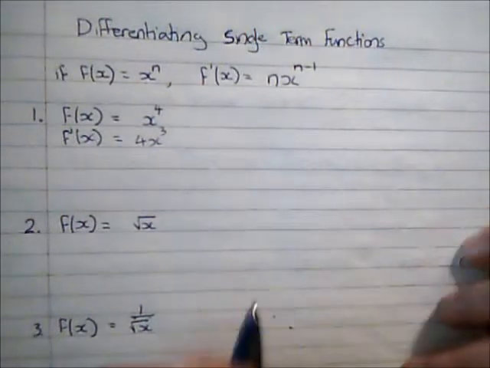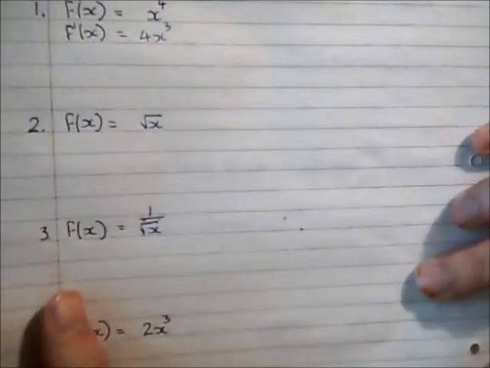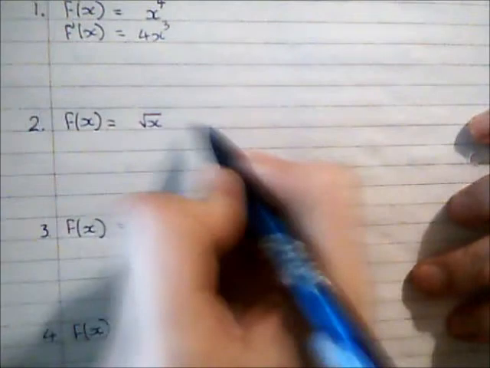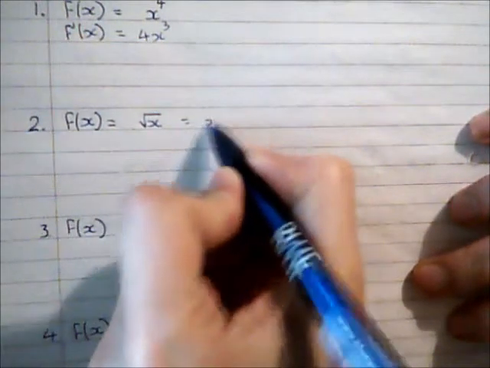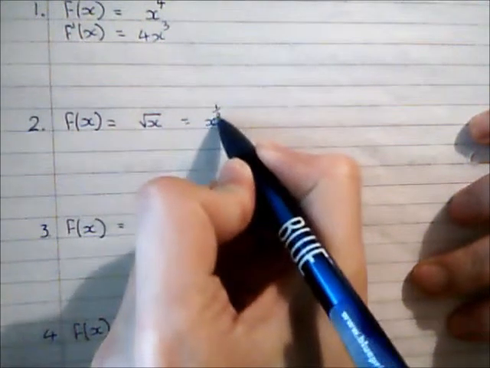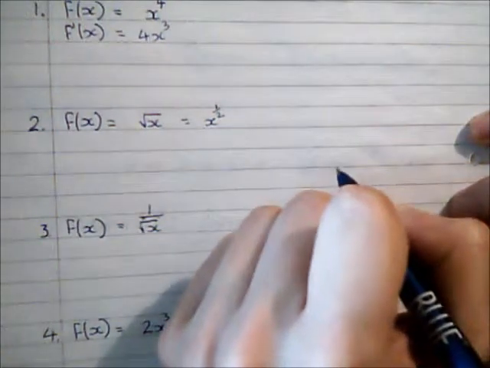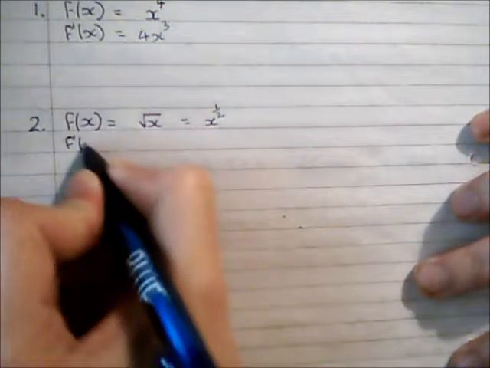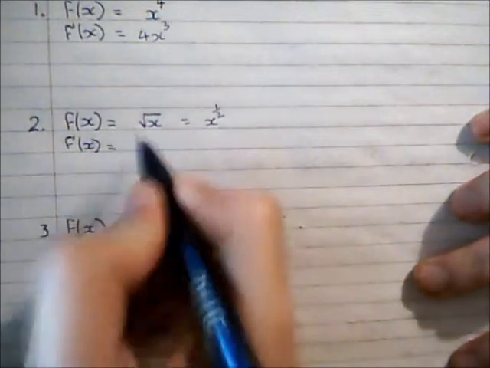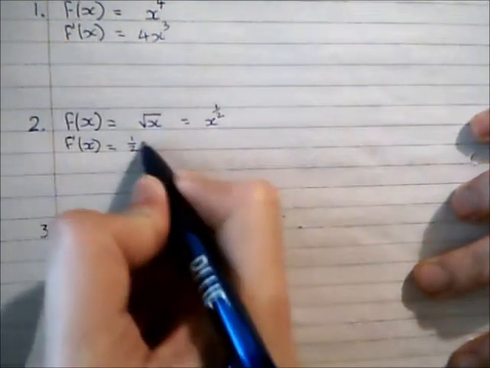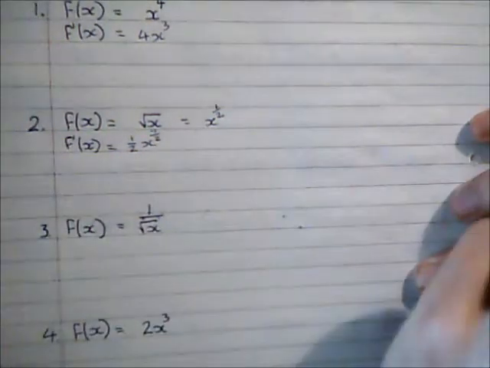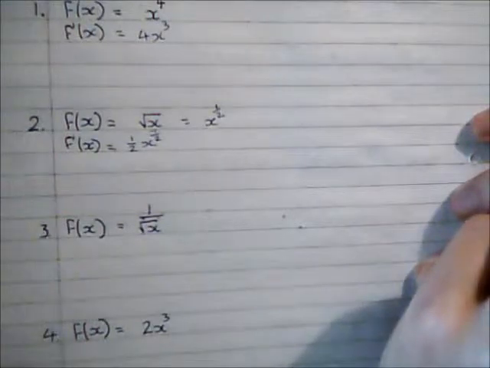Second example then, I can't initially use the formula because I don't have this written in index form. So I know that root x is the same as x to the power of a half. So I'm going to rewrite it like that. And then I can apply the formula as before. So I'll move the half to the front. And I'll reduce the power by a half as well to give me negative a half.